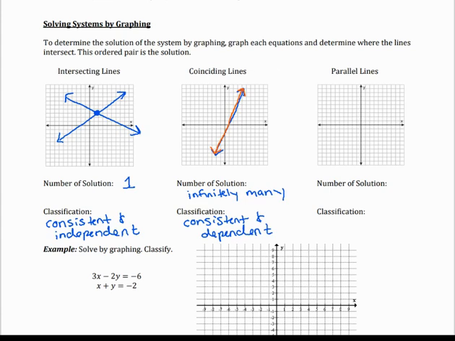And our third scenario is that we have parallel lines. For example, here's our first equation, and here is our second equation. The lines are parallel, which means they never intersect. So how many solutions would that be? Zero solutions. That classification is an inconsistent system.